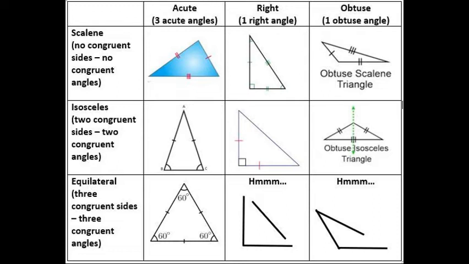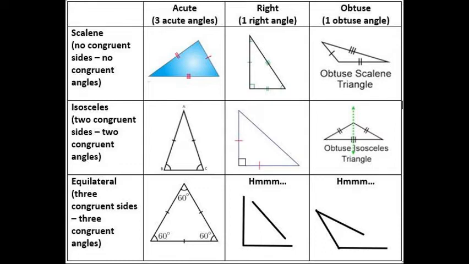Then you've got scalene triangles that have no sides the same. And do you see the tick marks? When they put 1 little tick mark, 2 little tick marks, and 3 little tick marks on the sides, it's showing that they're all different.